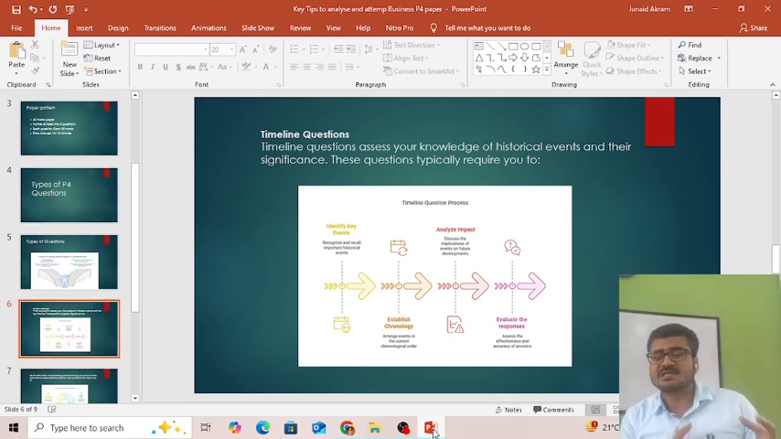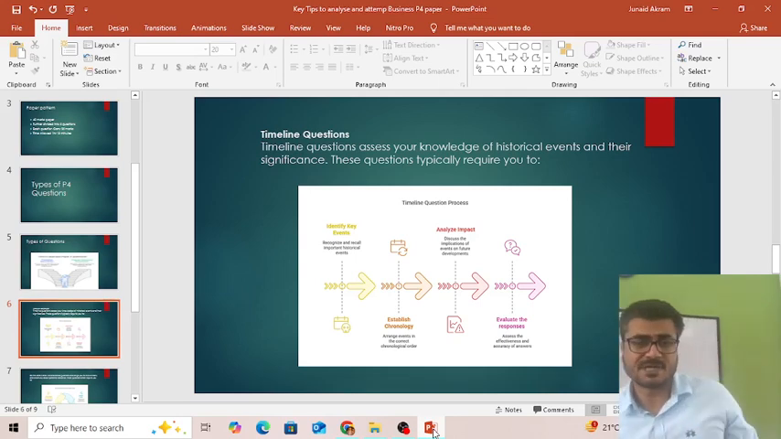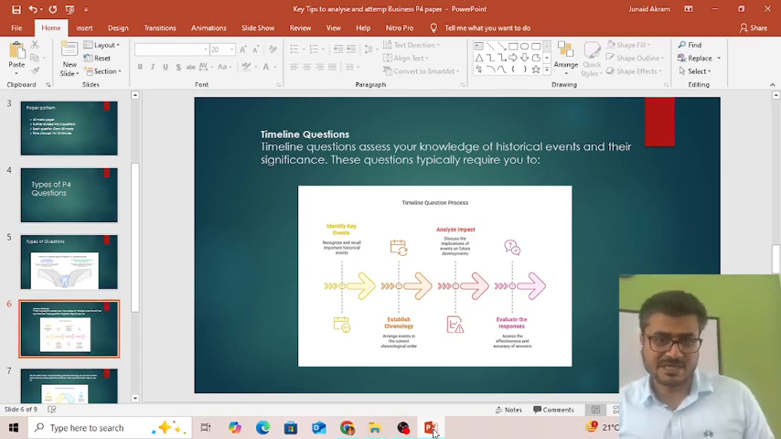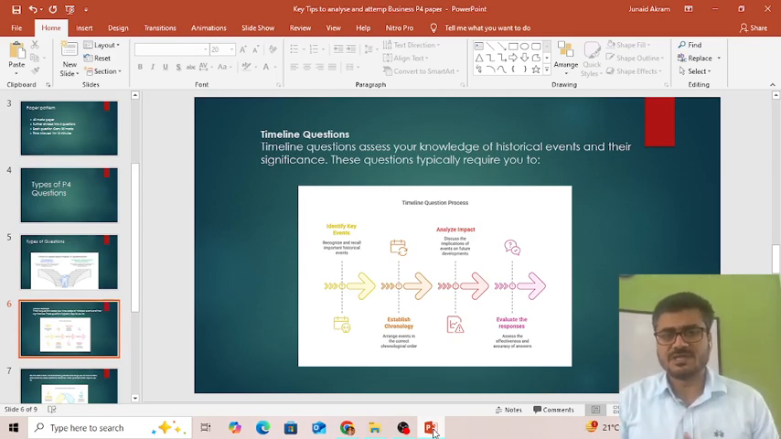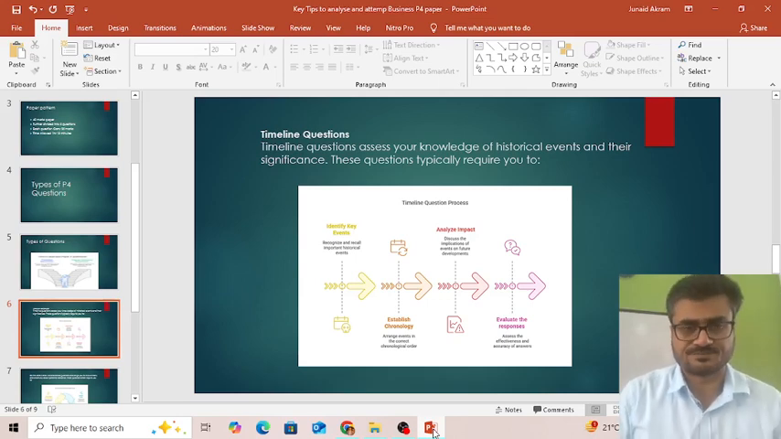We are going to analyze and evaluate these factors that have happened in the key timelines in the past. Okay, so hopefully I have cleared the concept of the first question that is being asked in P4.